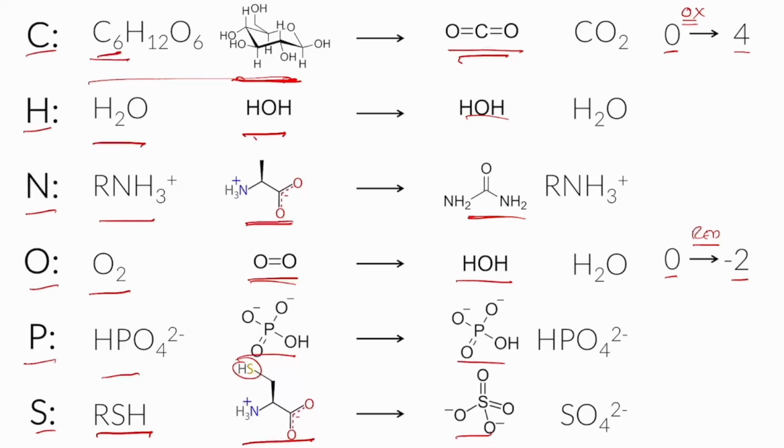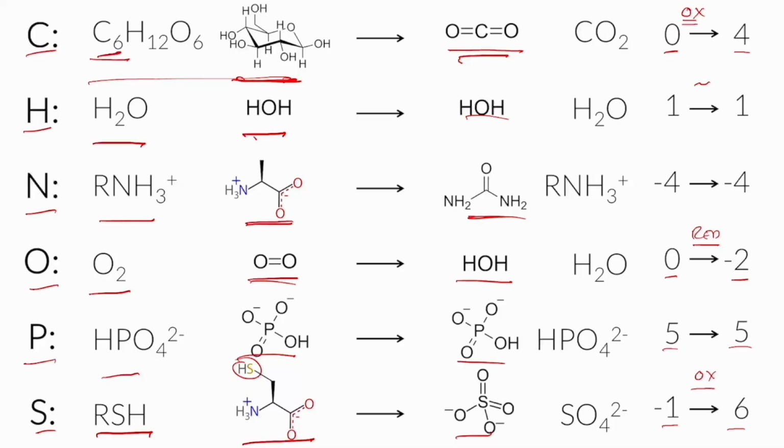We can start playing this game for all of the other atoms. So let's go down here to sulfur. What we see is it goes from an oxidation number of -1 to +6, which means it is oxidized. Water, as I've written it, doesn't change, so it stays the same. It stays reduced. Phosphate stays reduced.